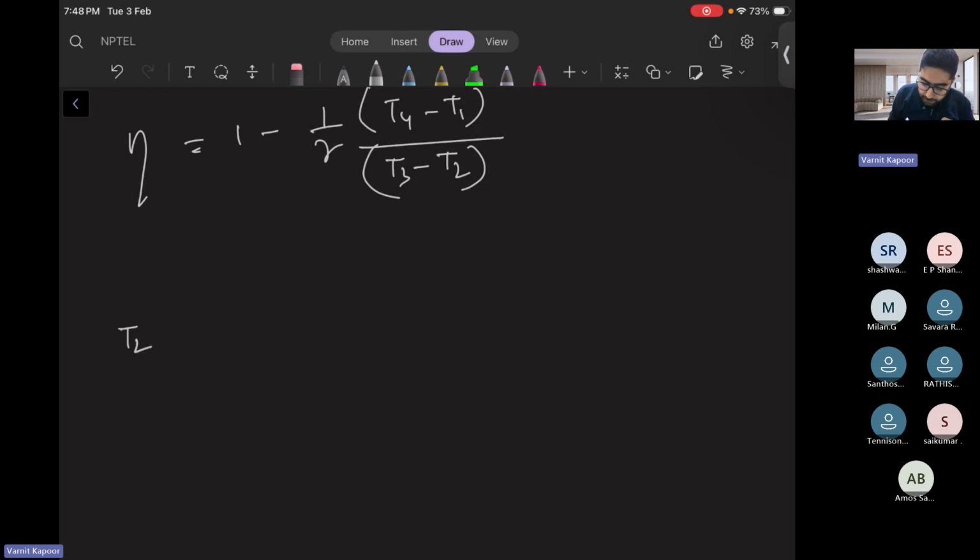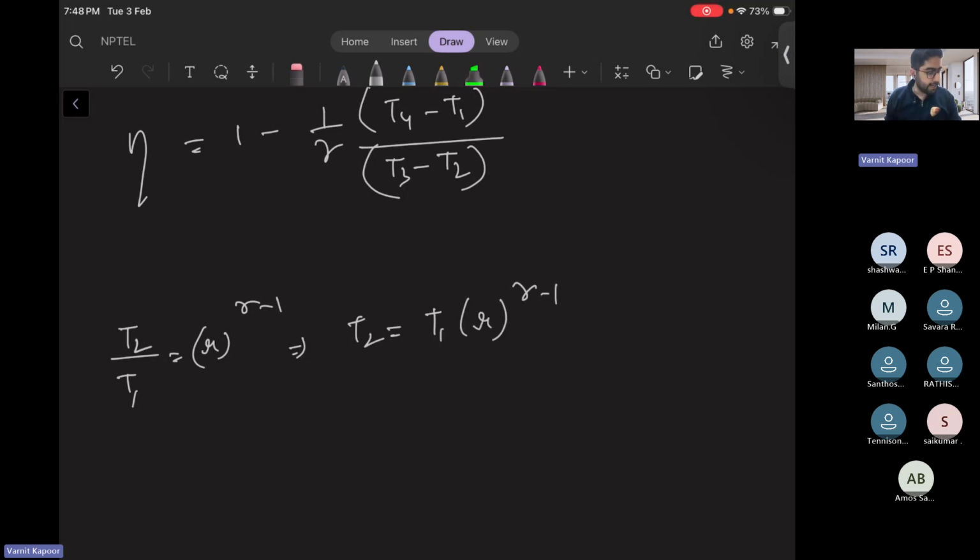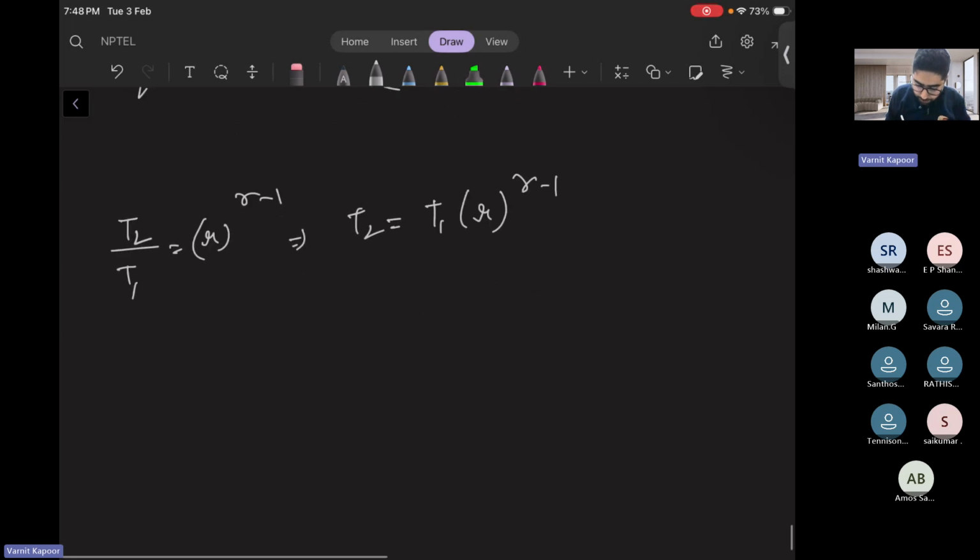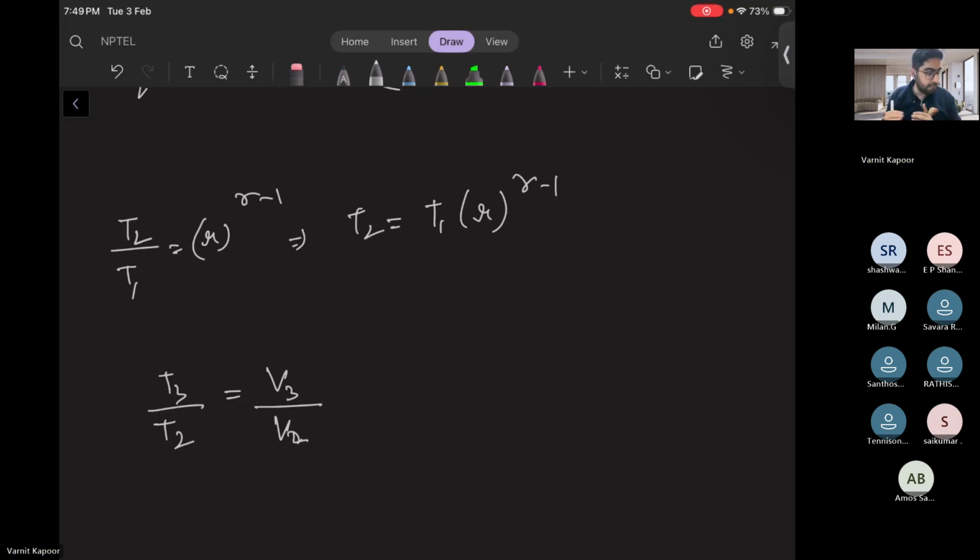Since we know that T2 by T1 is compression ratio to the power of gamma minus 1, we have already done this multiple times, this implies your T2 will be T1 times R to the power of gamma minus 1. Okay. Then we know that T3 by T2, this is heat addition at constant pressure, from 2 to 3 heat is adding, will be equal to V3 by V2. This is not an isentropic process where you would put some value. Okay, V3 by V2.